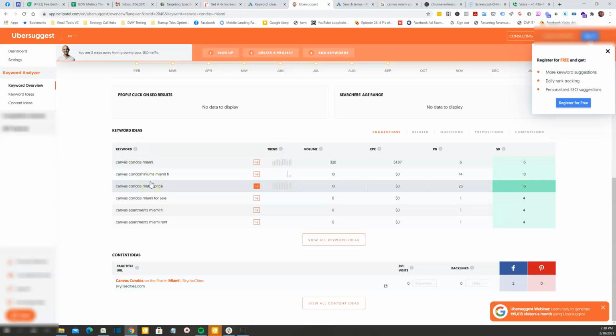First rule of thumb, if you see a keyword show up in Suggest, or if you see a keyword show up in tools, it means there's a significant amount of people looking for it. So this 0 is not really 0. In order for this keyword to get here, it means a significant number of people had to look for it. But how do we know how many people are looking for Canvas Condos Miami for sale, or Canvas Apartments Miami, Florida?